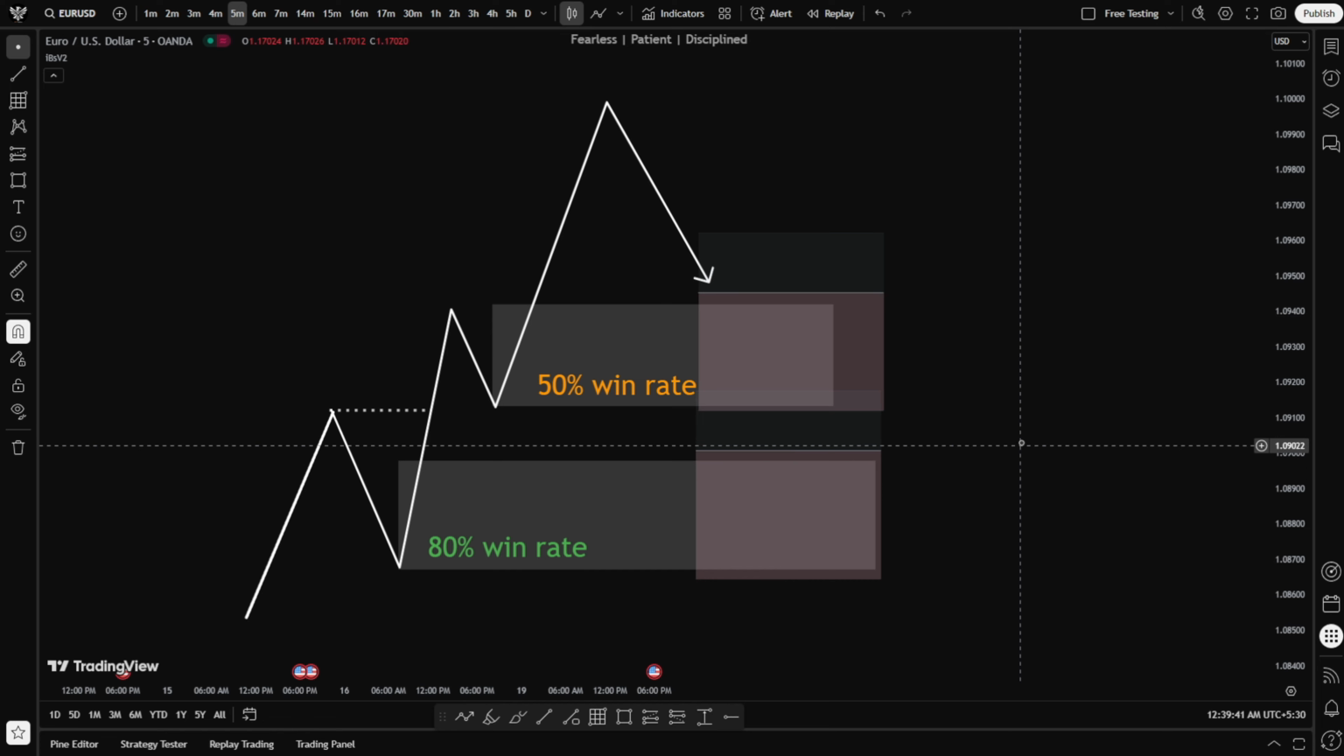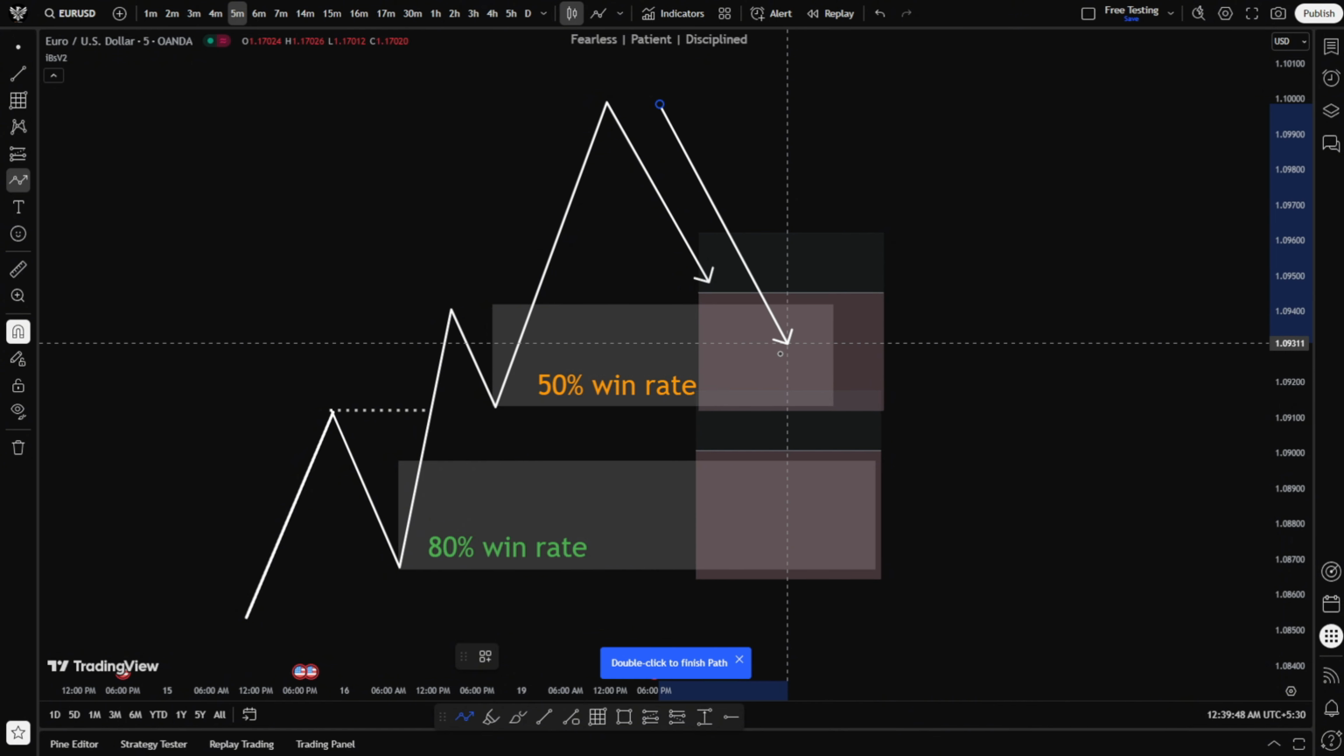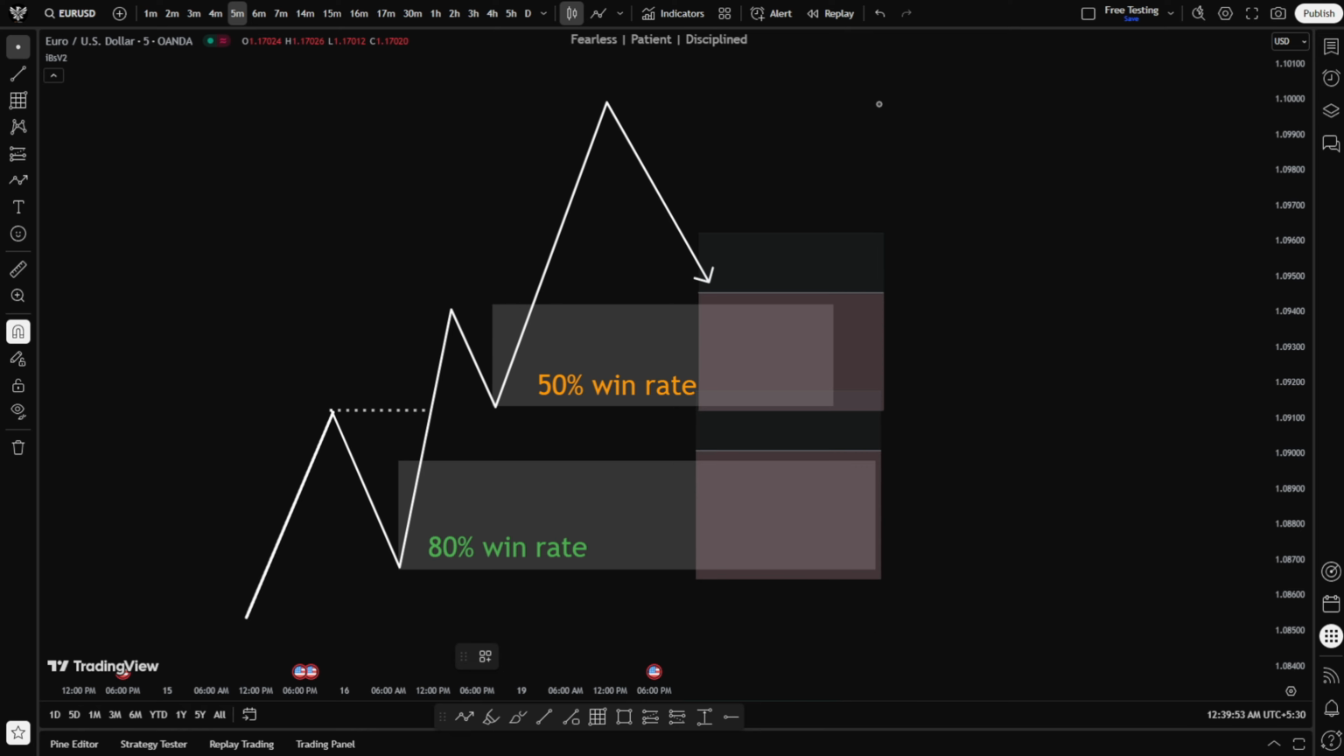So the reason is, first of all, limit entry is very hard psychologically. When the price is coming down like this, and you're betting on the market that the price will mitigate this order block and go up, it's very tough on your psychology, right? So that's the first issue.